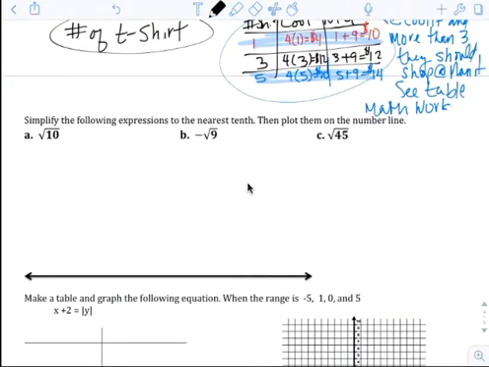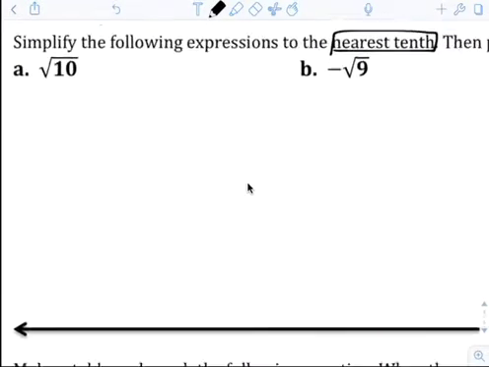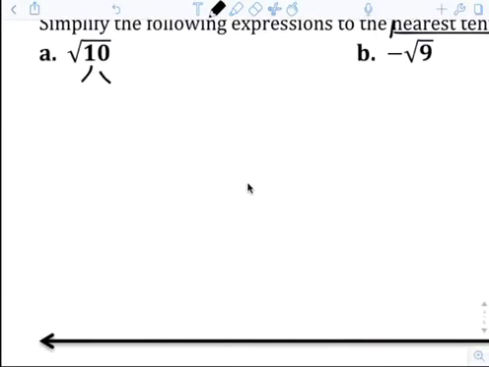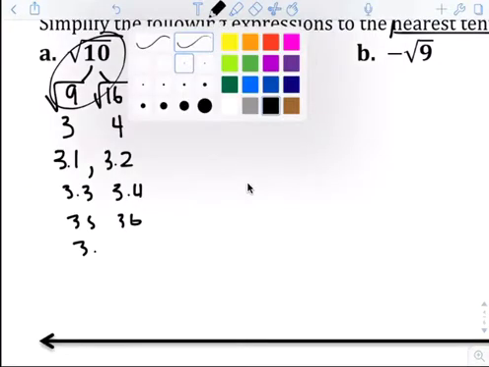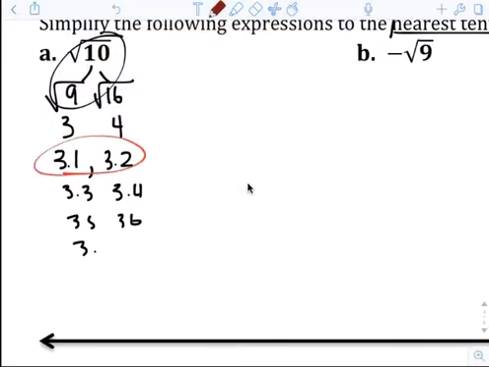Simplify the following expression to the nearest tenth. Plot them on the number line. On yours I gave you a number line. Anyways, the square root of 10, with no calculators now, is between 9 and 16, so it's between 3 and 4. So your answer can possibly be 3.1, 3.2, 3.3, 3.4, 3.5, 3.6, 3.7. Closer to 9 though, so it's probably 3.1 or 3.2.